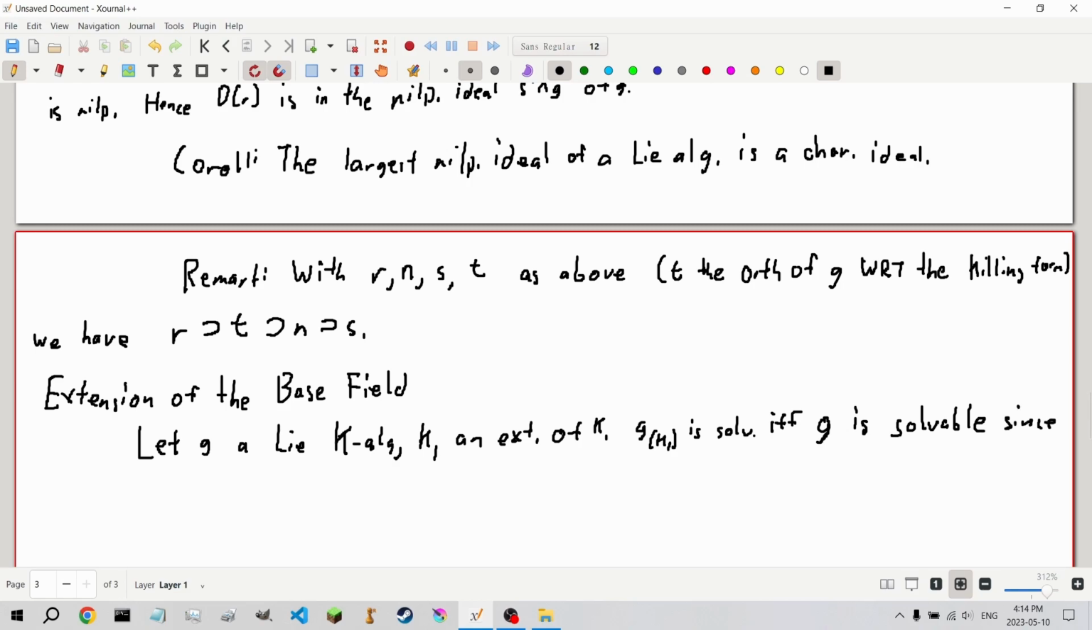since, if you recall, our original definition of solvable is that the derived series terminates, and the nth derived algebra of the extension of G is the extension of the nth derived algebra of G. So that's pretty easy to follow.